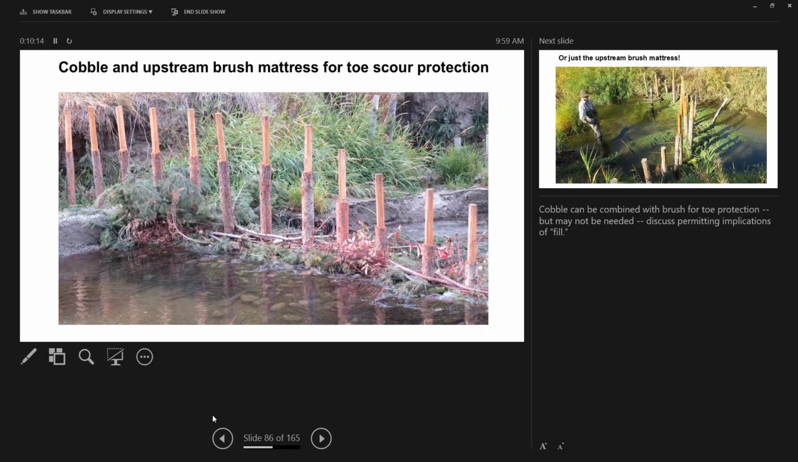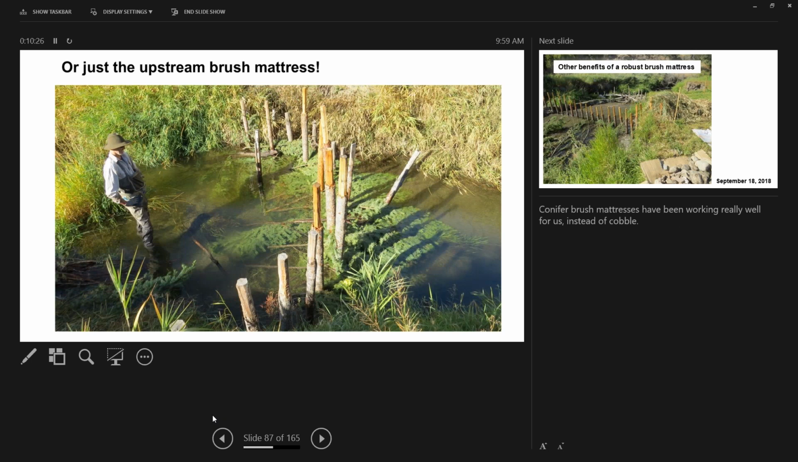So here's where we were using cobble. We do have an Army Corps permit, and we have used a lot of cobble, but the more that we've gotten into using the brush mattresses, we just don't need the cobble anymore. And so it streamlines your permitting process considerably, and it is easier to move because cobble's heavy. It's easier to deal with weed seed because it's hard to get clean cobble where there's no weed seed on it, but harvesting Douglas fir boughs is just not the same kind of issue. You're less likely to hurt your back or drop one on your toe.